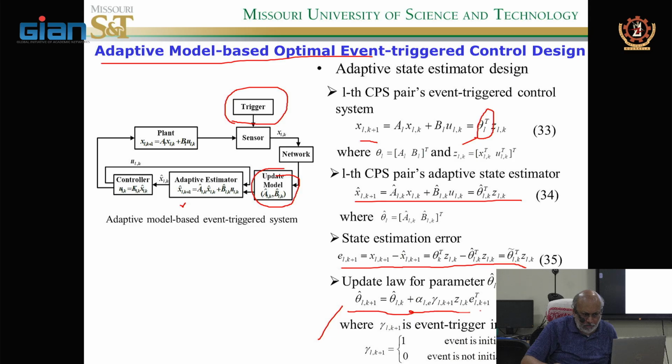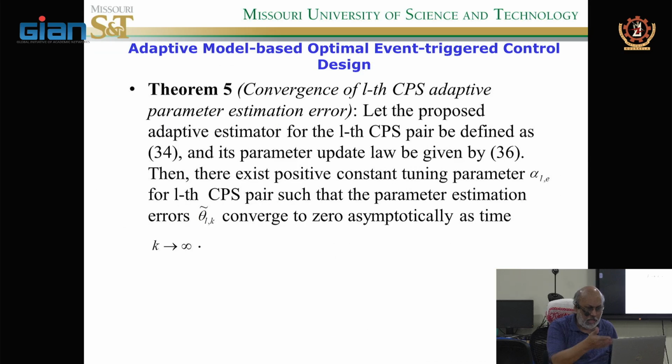See that this is the update law, and that generates a lot fewer samples, and you can show that the parameter estimation error and everything converges to 0 asymptotically as k tends to infinity. So this is something you can do, event triggered control.